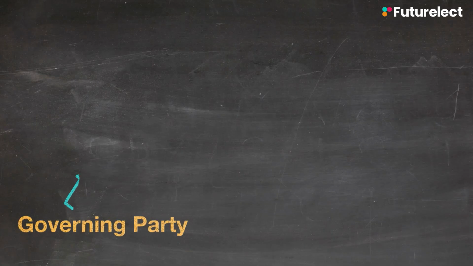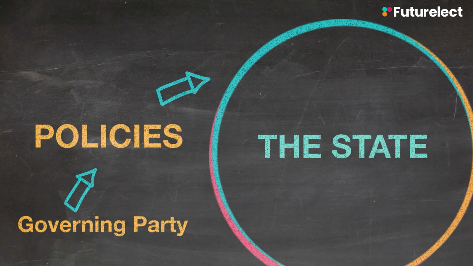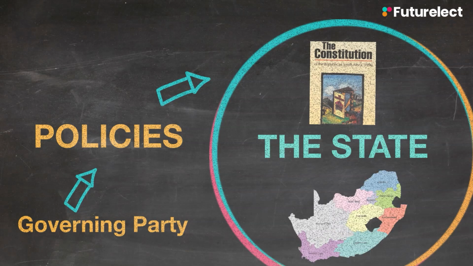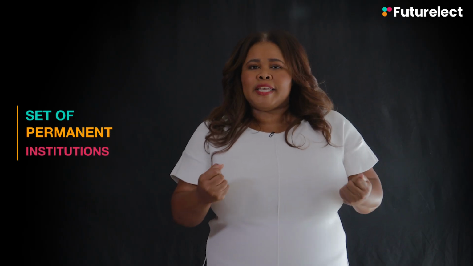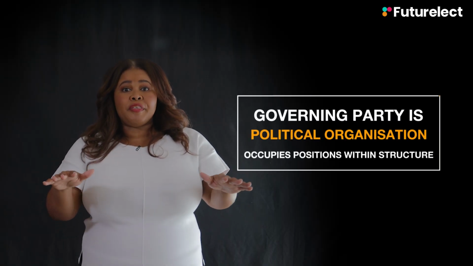While the governing party influences the state through its policies, the state operates independently of political parties, upholding the Constitution and serving the entire nation's interests. So think of the state as the set of permanent institutions that keep the country running. The governing party is the political organization that occupies positions within that structure, executing its power within the state.